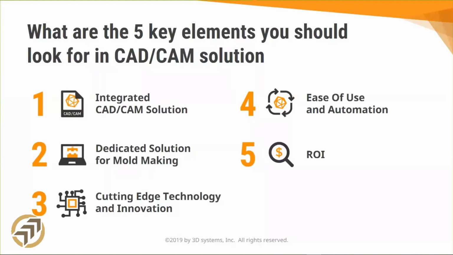4, ease of use. Look for an intuitive user interface with built-in tips and help menus. Look for automation and standardization features, as these will make both design and NC programming easier by reducing button clicks. Ease of use pays off when training the new generation of employees and also with those who are already using the system every day.